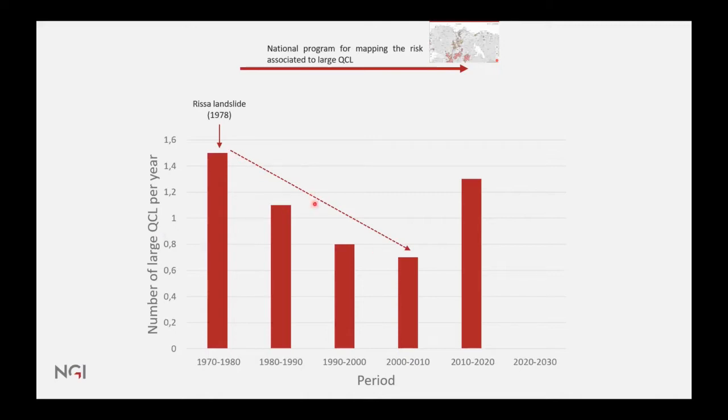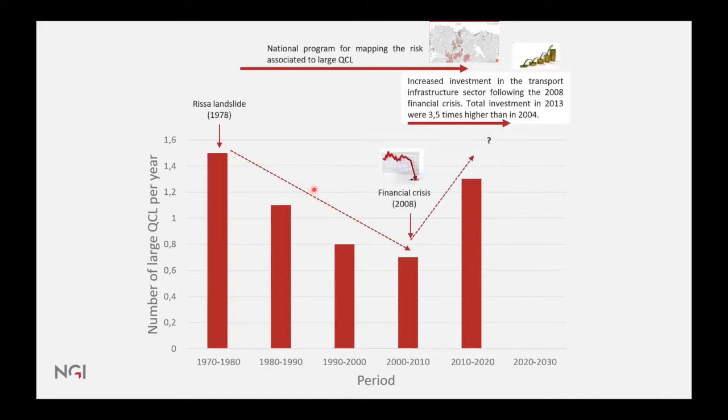And this is very good to see that as engineers, when we do maps, hazard maps, and we learn more about these materials, then we are in a safer environment. What we see, however, is that lately, the last 10 years, there's been an increased frequency again in these landslides.